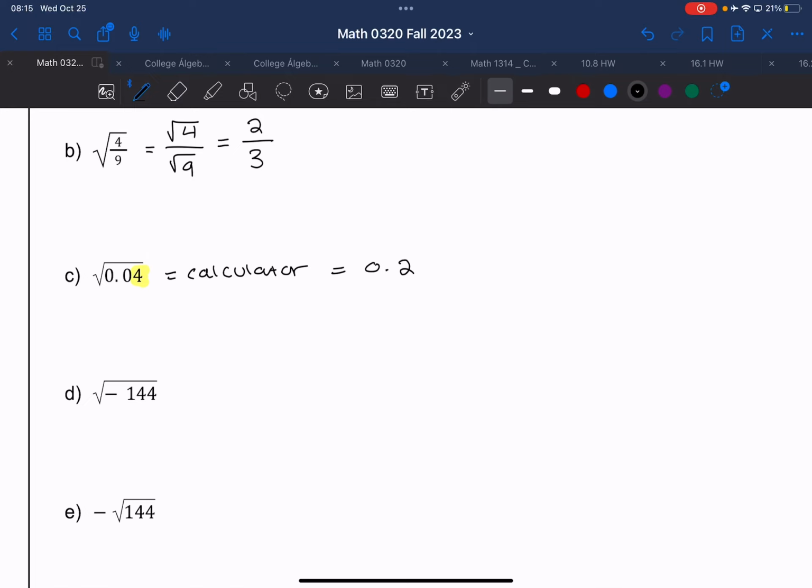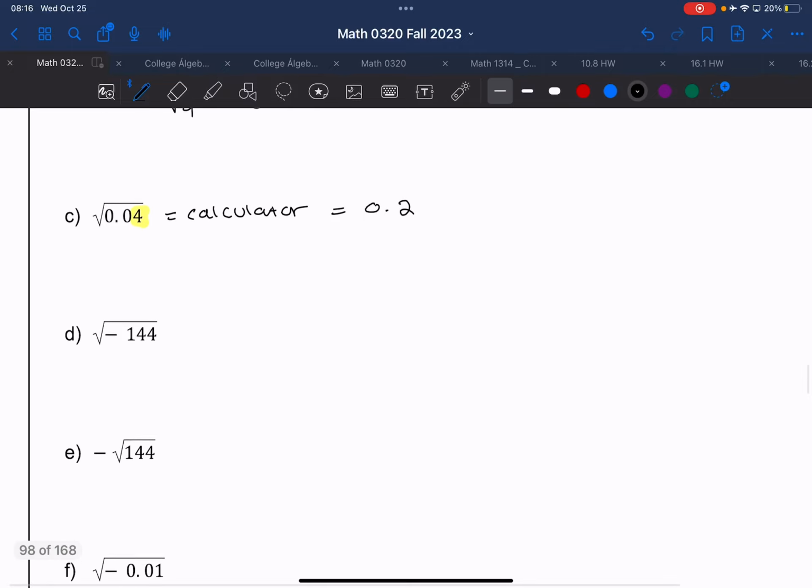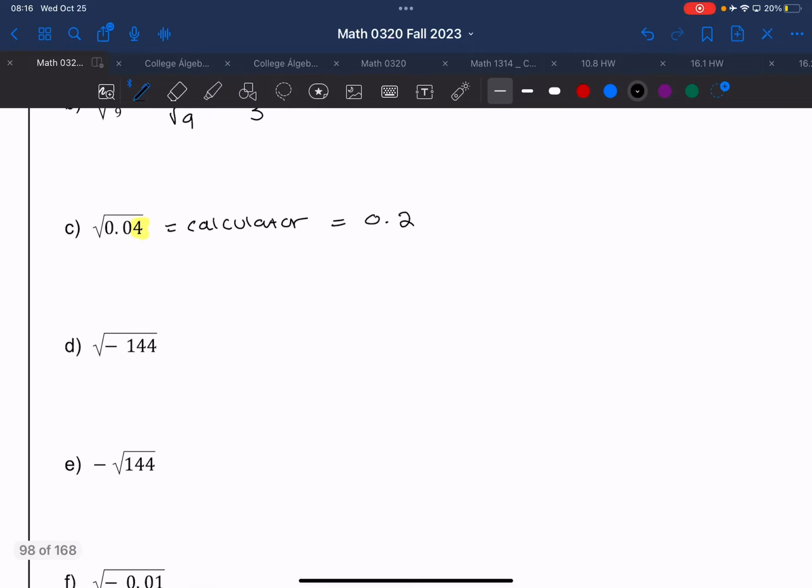Because if we took 0.2 times 0.2, that would give us 0.04. What's the difference between D and E? Oh yeah, for the negative, the negative's on the outside of the square root. Yeah, so for D and E, we have the negatives, one on the inside and one on the outside. Which one is going to be no solution, D or E?